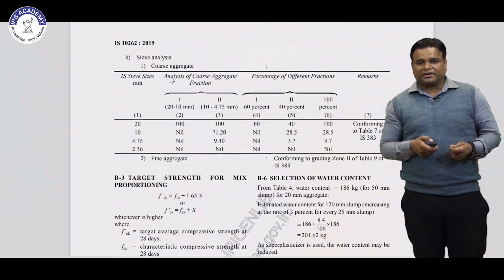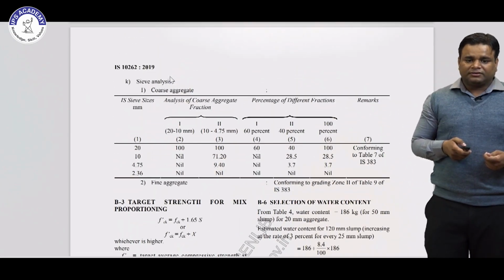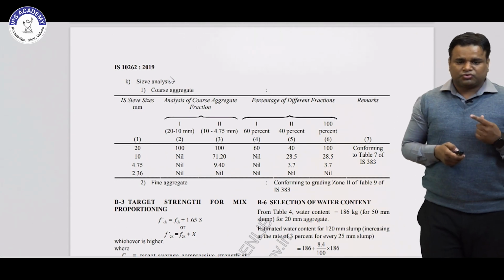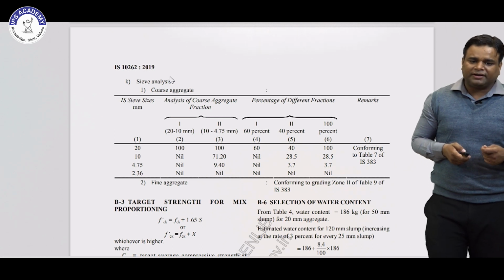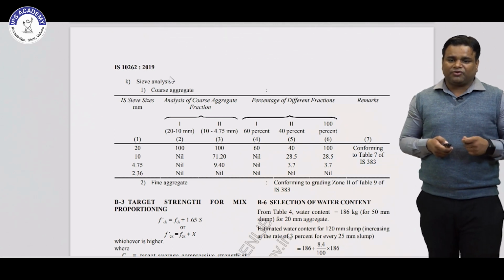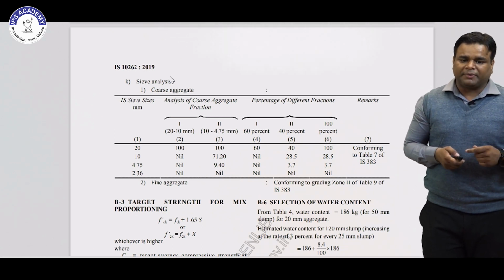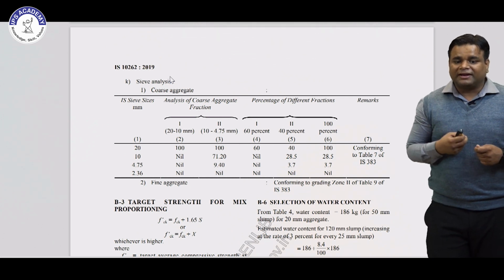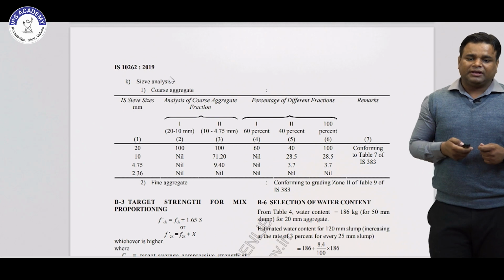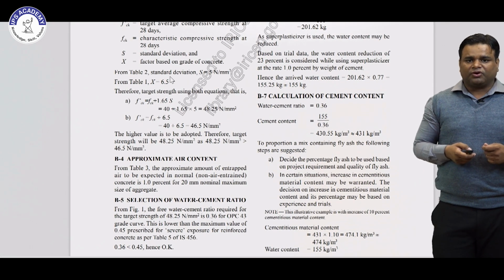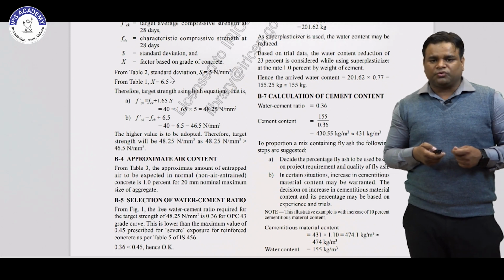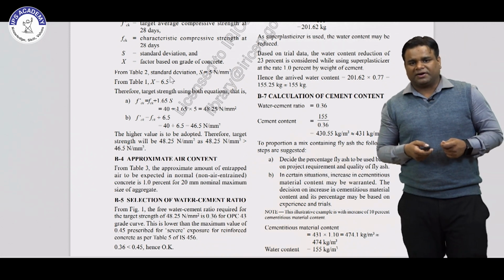Then selection of water content. Here the slump is 120 mm. From table 2, water content is 186 kg for 50 mm slump for 20 mm aggregate, but our slump is 120 mm, so we have to increase by 3% for every 25 mm slump. From that we get 201.62 kg water content.